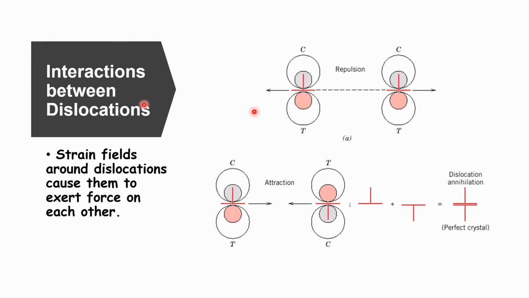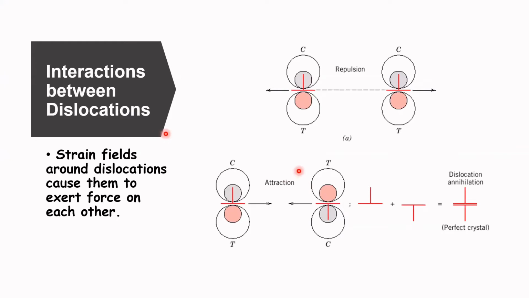Consider two edge dislocations that have the same sign and the identical slip plane. The compressive and tensile strain fields for both lie on the same side of the slip plane, as we can see in this figure, and as a result, they repel each other. Two dislocations of opposite sign and having the same slip plane will be attracted to one another, and dislocation annihilation will occur when they meet. That is, the two half planes of atoms will align and become a complete plane.